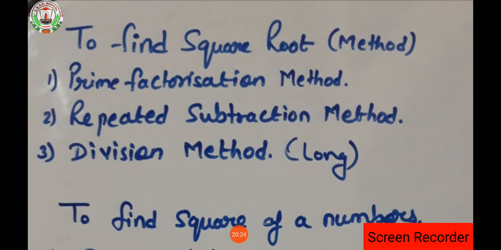Yesterday in the previous video I explained two methods to you. First is the prime factorization method and second is the repeated subtraction method. One more method is there to find the square root, that is the long division method. It is also known as the division method. Prime factorization and repeated subtraction are already over. Now for the next exercise, the long division method is very important. So we will see how to solve the questions by the long division method, then we will start the exercise.